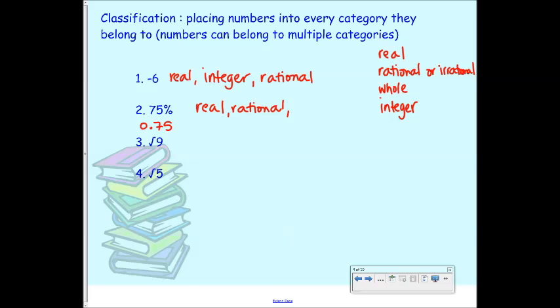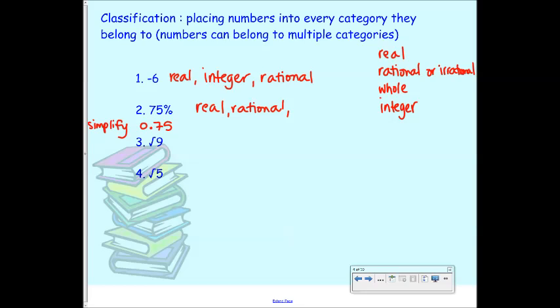Square root of 9, which really means what? 3. Very good. So we simplify that to 3. And now we say, is that real? Yeah. Rational or irrational? Rational. It is also a whole number. And it's an integer.